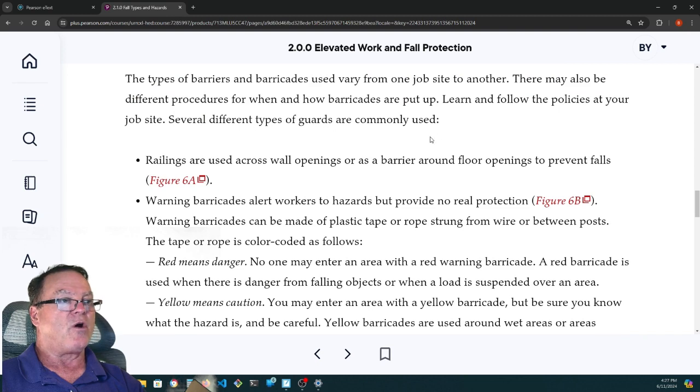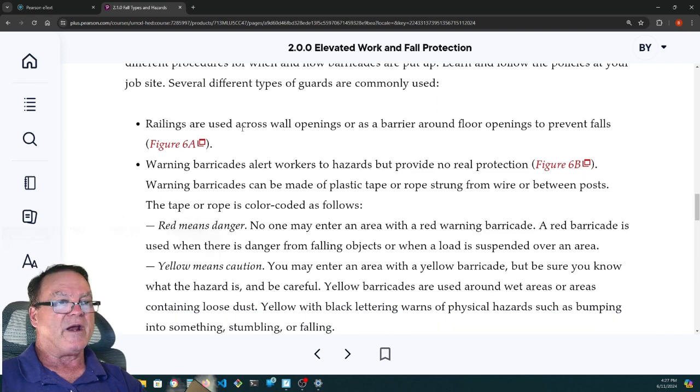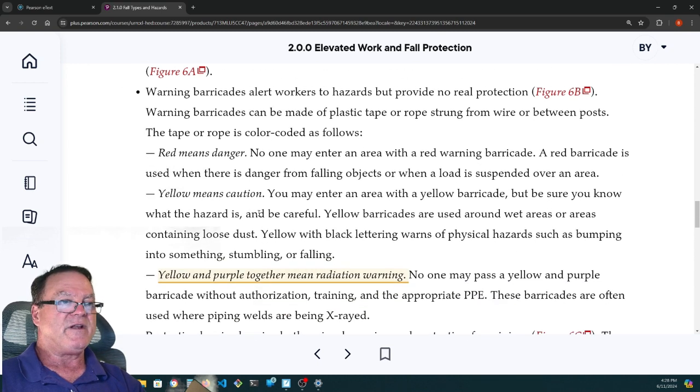Several different types of guards are commonly used. Railings, warning barricades. Red means danger. No one may enter an area with a red warning barricade. A red barricade is used when there's danger from falling objects or when a load is suspended over an area. So if you see a red barricade, it means there's flying material overhead. Don't go in there. Yellow means caution.